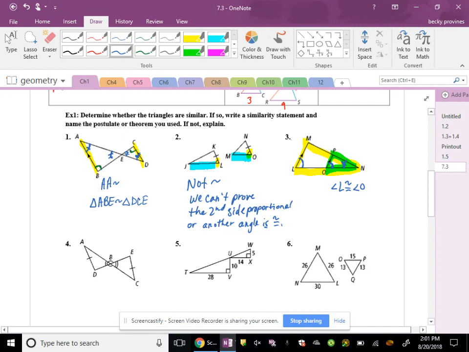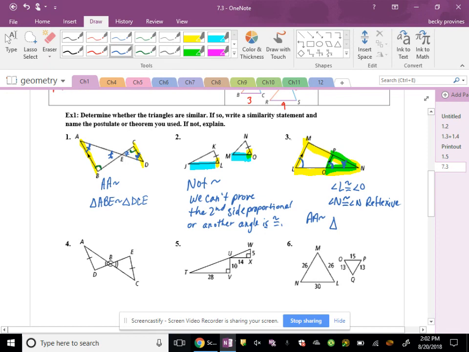So angle N does not change sizes from when it's the green triangle to when it's the yellow triangle. So technically, angle N is congruent to angle N because it is reflexive. And this is something from first semester. Now we're able to prove this is similar because of AA similarity. We know two angles.